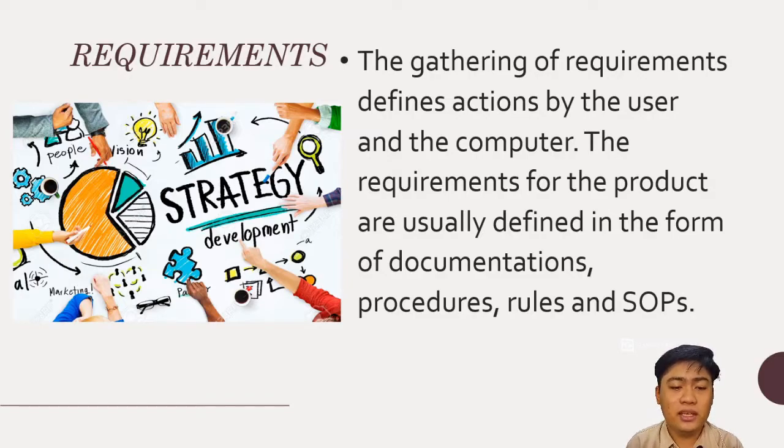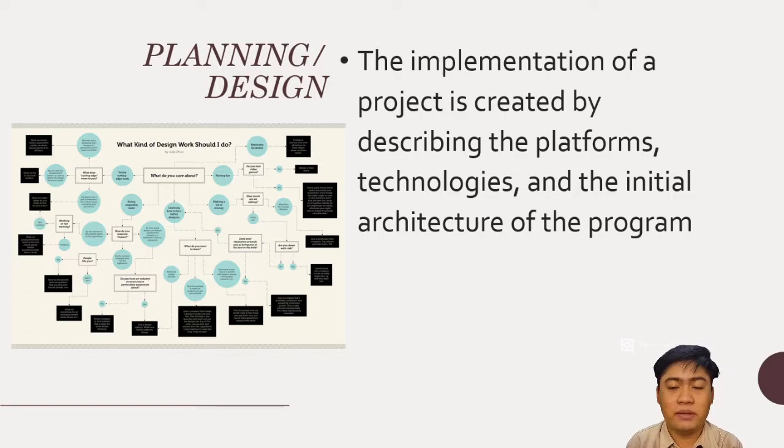Let's proceed to the planning and design. Planning for the implementation of a project is created by describing the platforms, technologies, and the initial architecture or the design of the program. This step includes a fair amount of creative work. They are written in such a way that can be easily understood by programmers, usually through pseudocodes or algorithms.